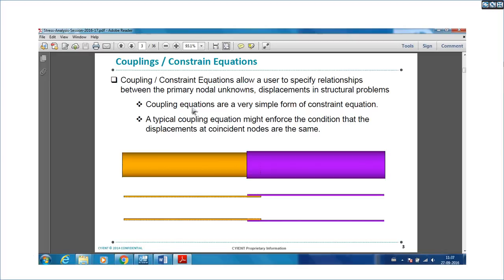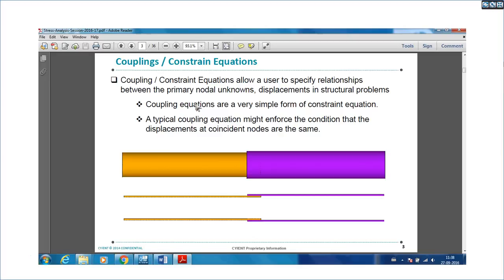So basically, couplings or constraints are very user friendly generally, and basically what we need to do is establish a relation between two components in terms of displacements.